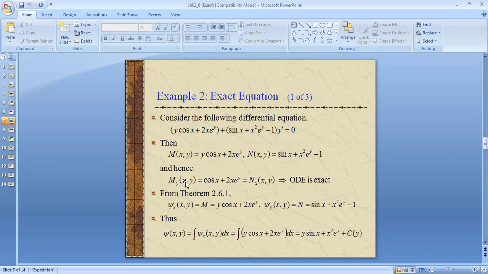Taking partial differentiation of M with respect to y, this, and partial differentiation of N with respect to x will be this. So these both are the same. So we can say that the given ordinary differential equation is exact.